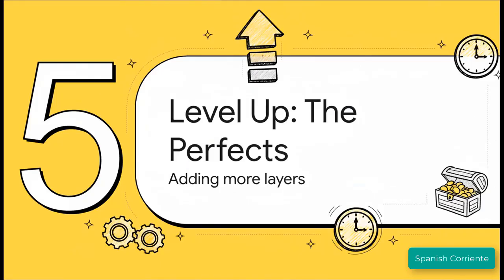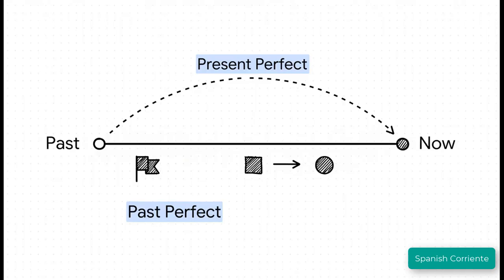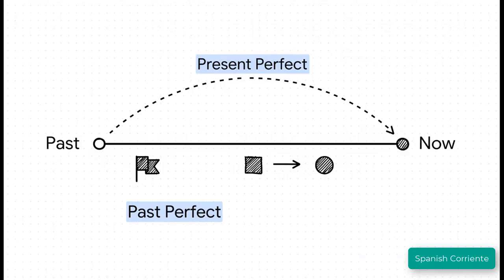Awesome. Now that we've got a solid handle on the main players, let's level up just a little bit. We're going to look at two more tenses that can add even more layers to your stories. These are called the perfect tenses. Now, they're called compound tenses, which sounds way more complicated than it is. All it means is you use a helper verb, in this case, haber, plus the past participle of your main verb. That's it. It's just a simple two-step recipe. So you've got two main types. The present perfect, something like he visitado España, means I have visited Spain. It connects a past action to right now. The action is done, sure, but it's still relevant.